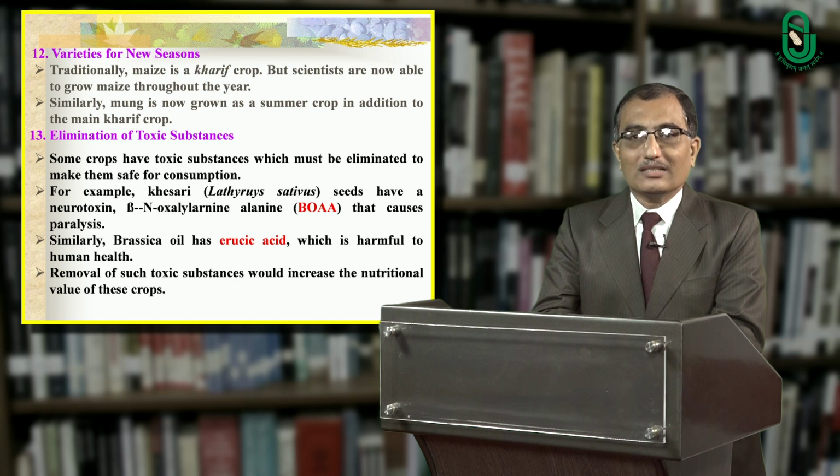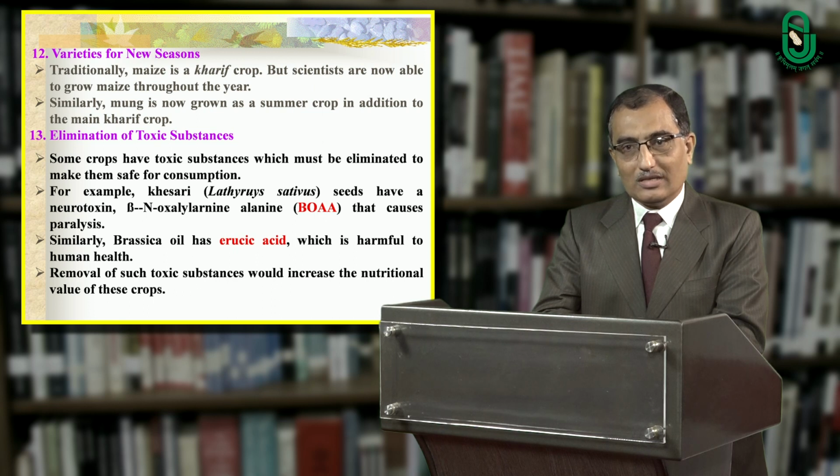Last but not least, the elimination of some toxic substances is very important for safe consumption by human beings. For example, the popular examples: Kesari, Lathyrus sativus seeds have a neurotoxin, BOAA, that causes paralysis. Similarly, brassica oil has erucic acid content that is harmful for human health. So removal of such substances leads to an increase in the nutritional status of the crops. Everyone at present is talking about nutraceuticals. So this aspect is very important in plant breeding also.